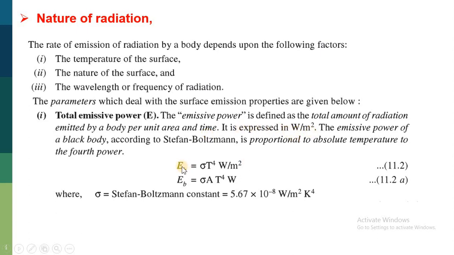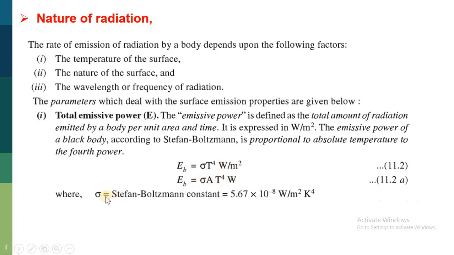You can see E_b, the emissive power of a black body, is equal to sigma T raised to 4 watts per meter square. This is the Stefan-Boltzmann law. The emissive power of a black body according to the Stefan-Boltzmann law is proportional to the fourth power of its absolute temperature. We know that it is also related to the area, so we take capital A, T raised to 4 is the temperature, and if we are not considering the area, then the unit will be watts per meter square.